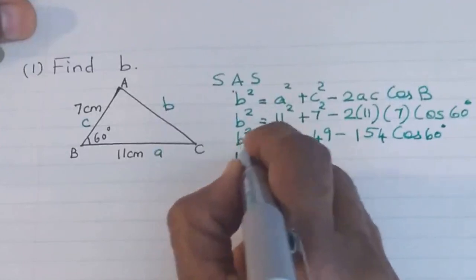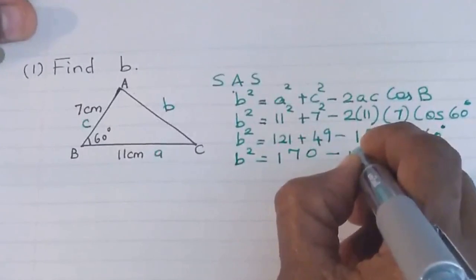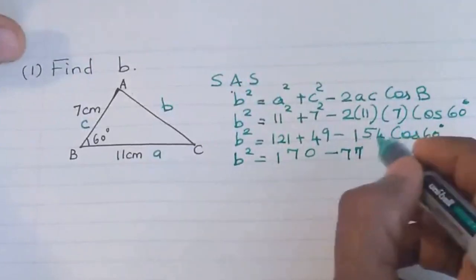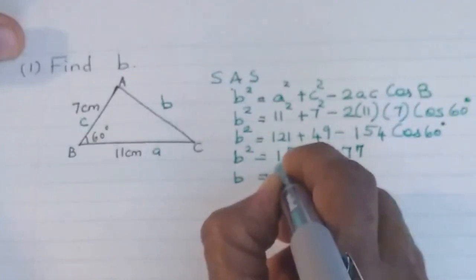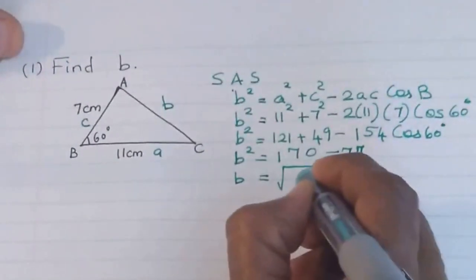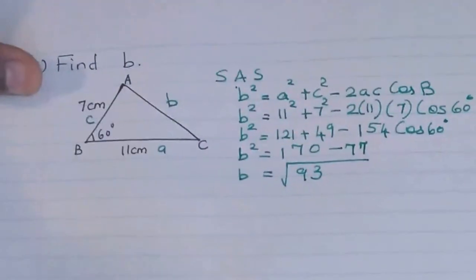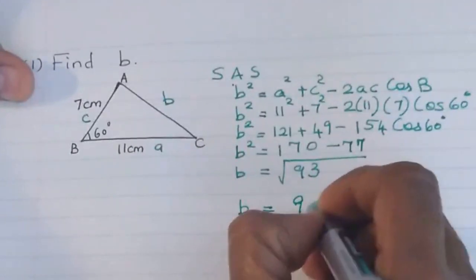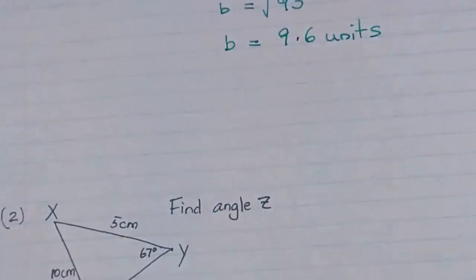So B squared is going to be equal to 170 minus 77, because 154 divided by 2 would be 77. So B is going to be equal to square root of 93. So 170 minus 77 would be 93. So B is going to be square root of 93 and B is going to be equal to 9.6 units. So that would be the very first question.